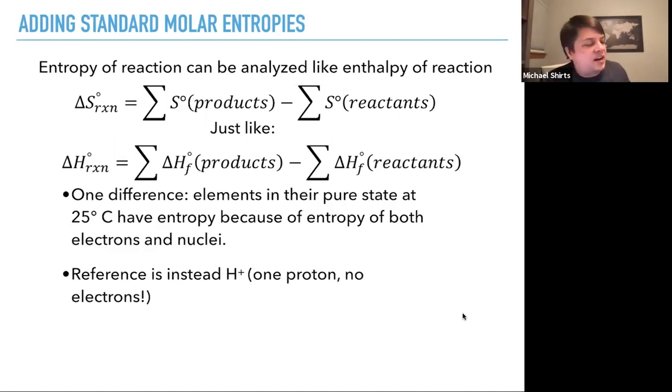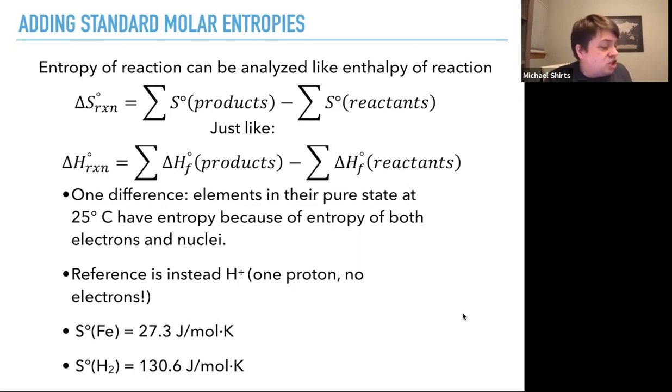It turns out that's not an incredibly convenient reference to use, because you can't actually calculate those. But what you can do is use as a reference H+, 1 proton, no electrons. That's the simplest thing you can get to, and that you can measure easily. And so that is used as the reference for these tables, 1 proton, no electrons. For example, the entropy of iron is 27.3 joules per mole Kelvin, even though that's the most stable form of iron at room temperature. The entropy of H2 is actually 130.6 joules per mole Kelvin because it's a gas. So these are not 0 entropies.